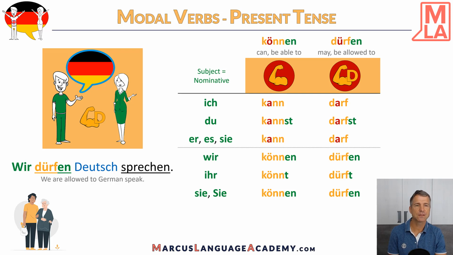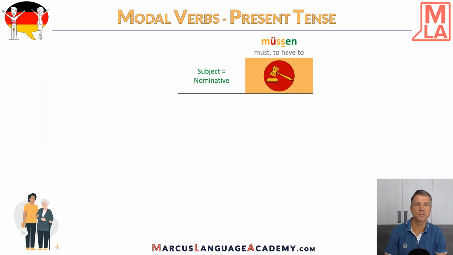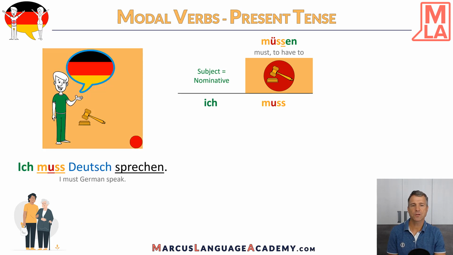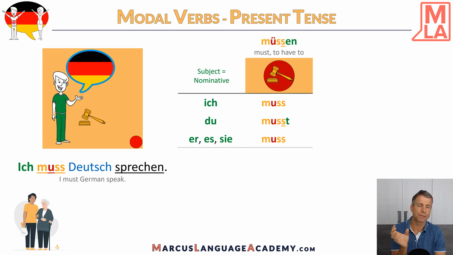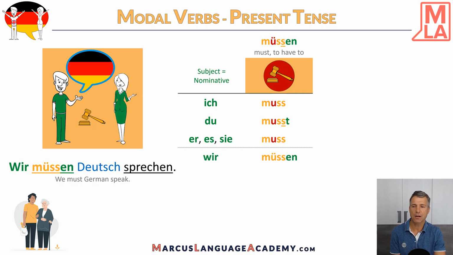Okay, let's see the next couple. First, müssen, must or to have to. First person, ich muss Deutsch sprechen. I must speak German. There is no umlaut anymore, and no ending. Du musst. Here it's interesting because the root already has an S, so we just add T, so that we don't have three S's. Du musst, er muss Deutsch sprechen. And the plural is again regular. Wir müssen Deutsch sprechen. Ihr müsst and sie müssen.